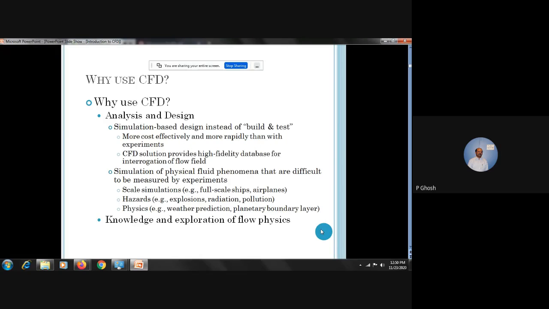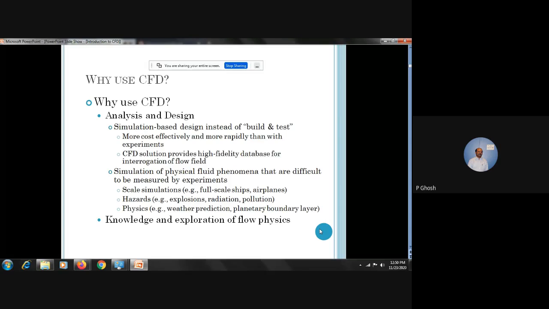Now, why do we use CFD? In analysis and design, it is simulation-based design, instead of build and test, where you have to do a lot of testing and make a lot of prototypes. Instead of that, if you do CFD, it's a much cheaper option when you have the computational power with you.